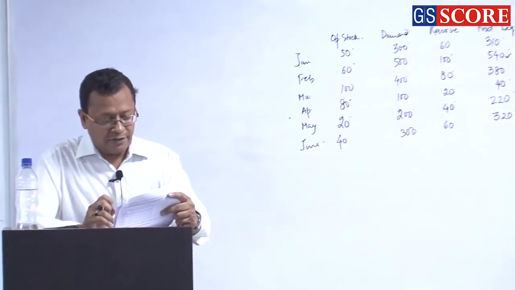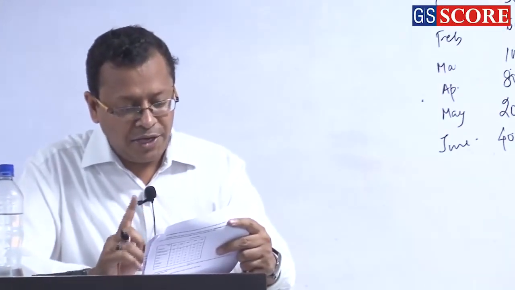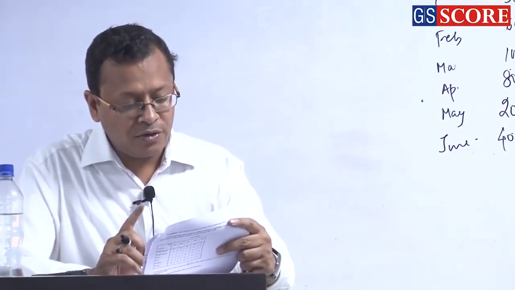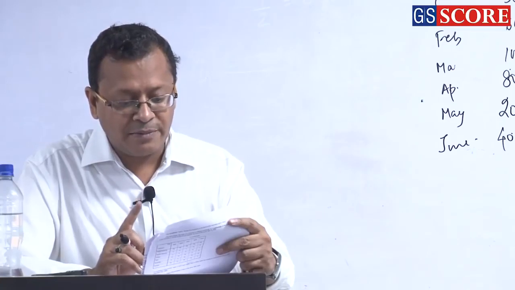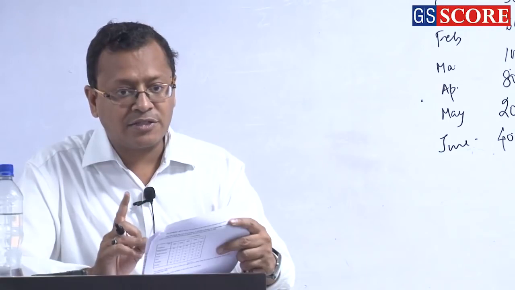So mark A if the question can be answered with the help of statement A alone, B with the help of statement B alone, C with the help of both the statements but not with the help of either of the statements, and D if we cannot answer the question.